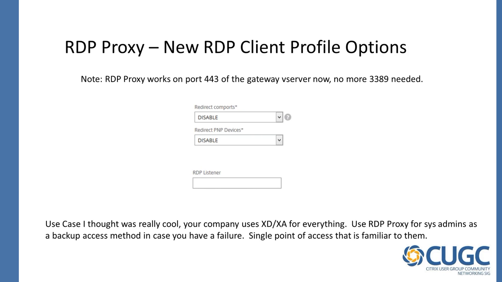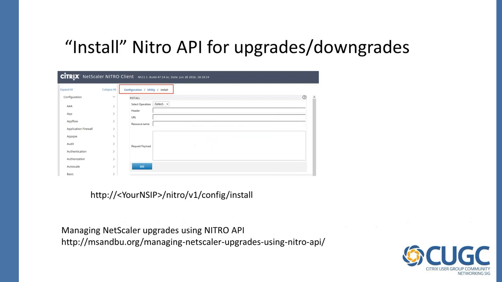But it's a single point of access that is very, very familiar to them. So that's just one use case I thought was cool and something that I'm personally looking at. But I mean, you can think of all sorts of different ways to use RDP Proxy.